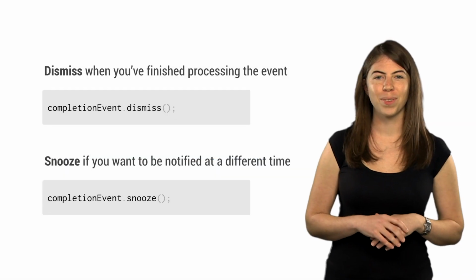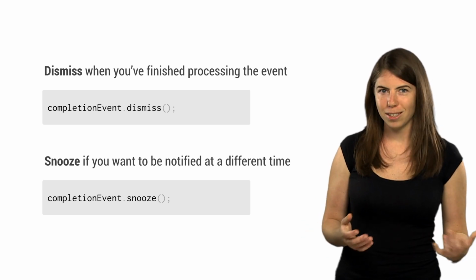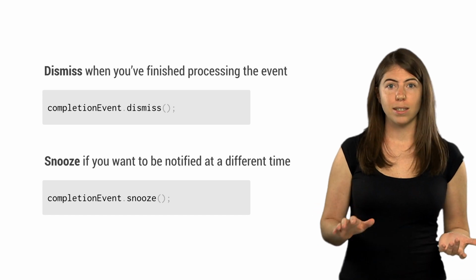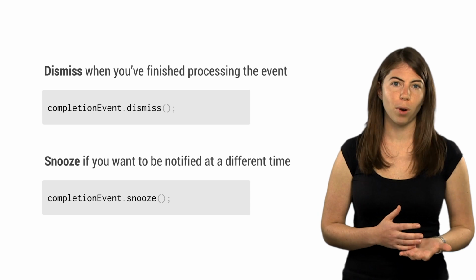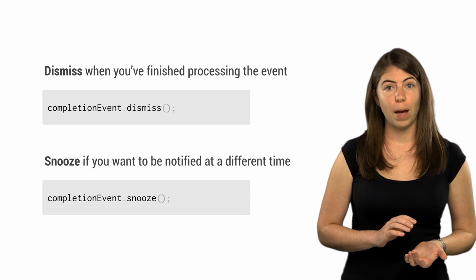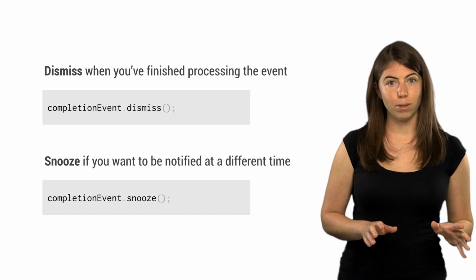Last, once you've processed the completion event, you need to dismiss the event to acknowledge that you were able to respond. If your app can't process the event right away, for example, if your app is offline and needs to do a server query to process it, you can snooze the event. The Drive API will notify you about it again in the future. You should dismiss or snooze every event that you receive.